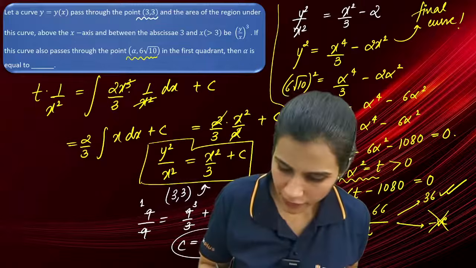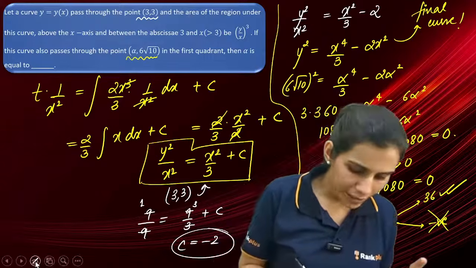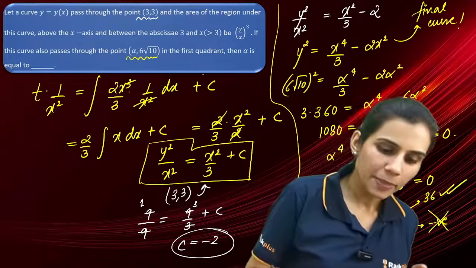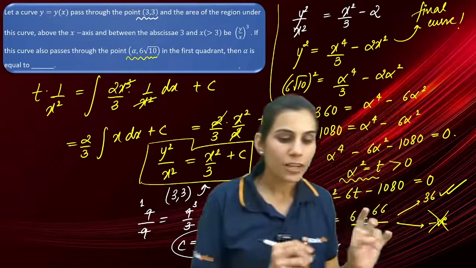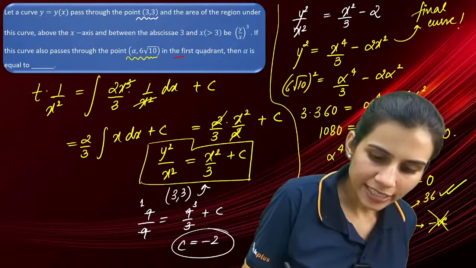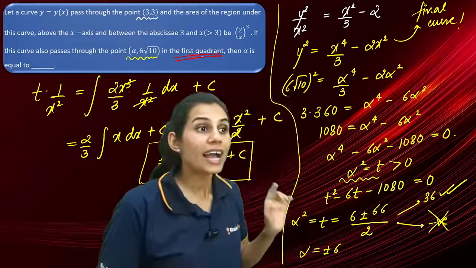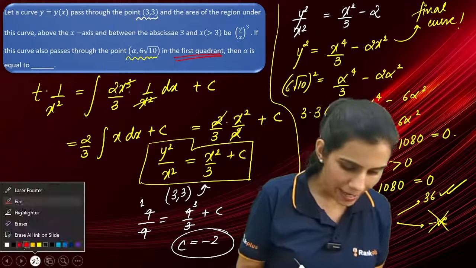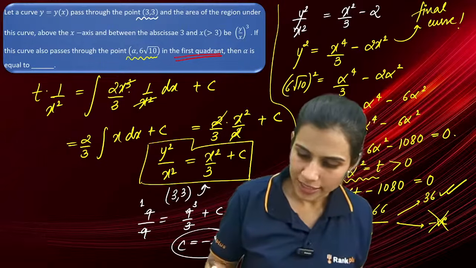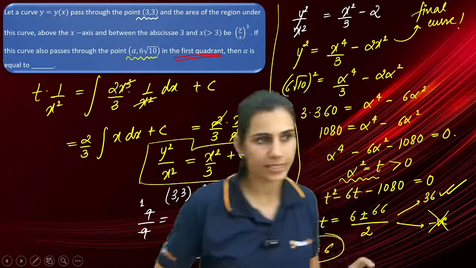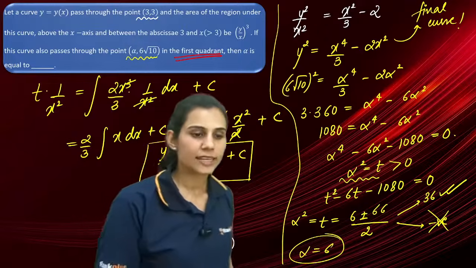That means alpha will be plus minus 6. But the question already said that alpha is positive because this point is sitting in the first quadrant. So alpha has no choice but to be positive, and that is why alpha is not equal to minus 6. Alpha is equal to 6. 6 is the right answer.